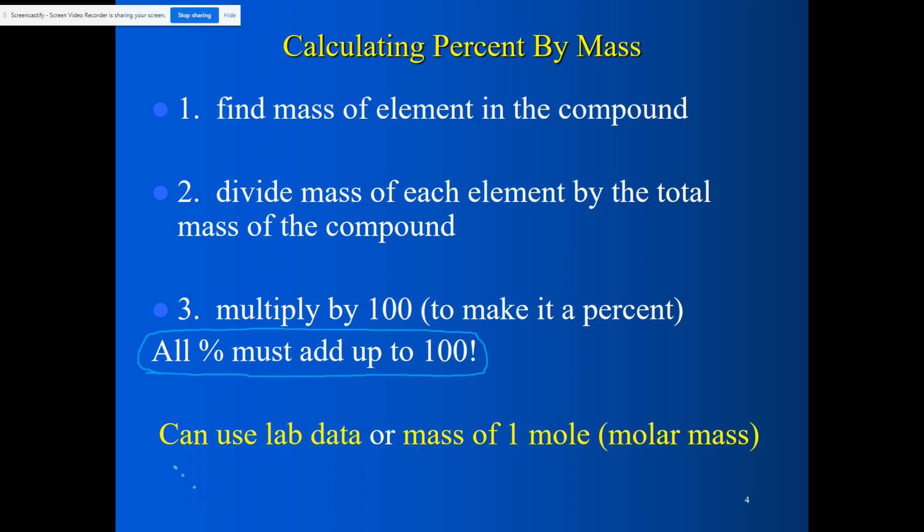So we can calculate it using lab data, which is the original way that led to the periodic table, or we can calculate it using the molar mass from the periodic table. Now that we have it, we can use it.